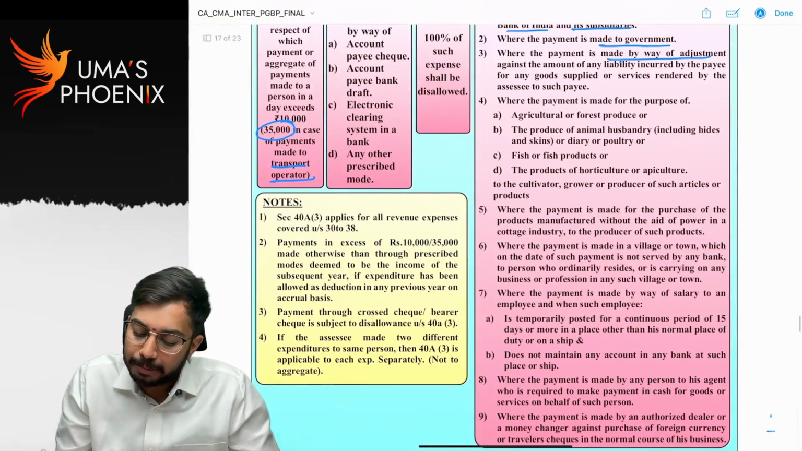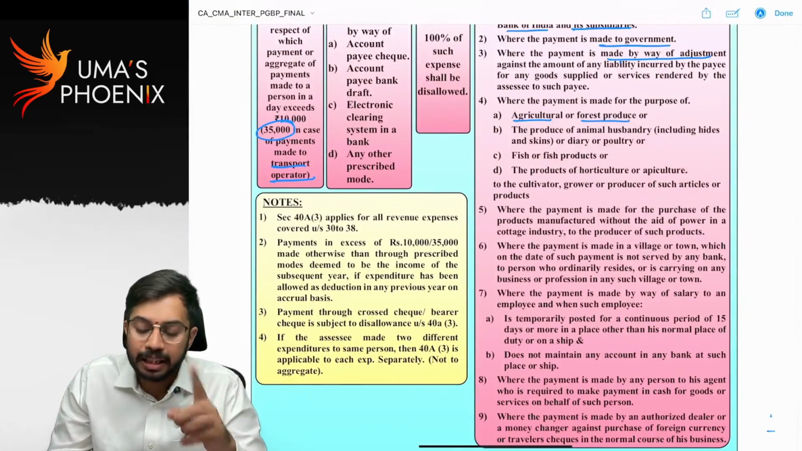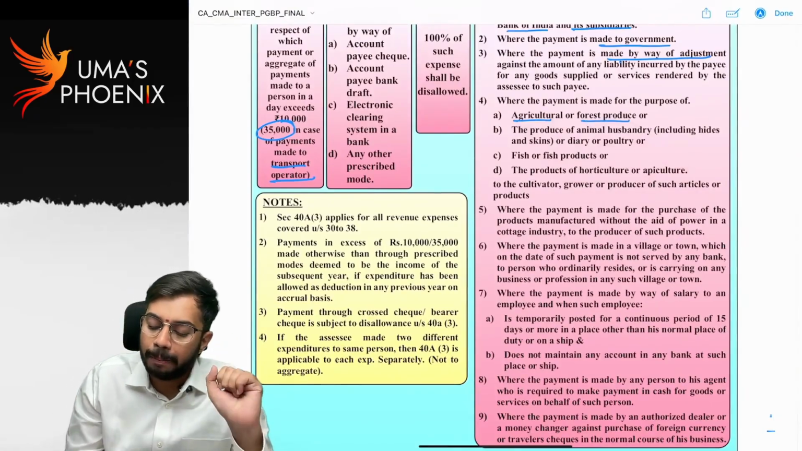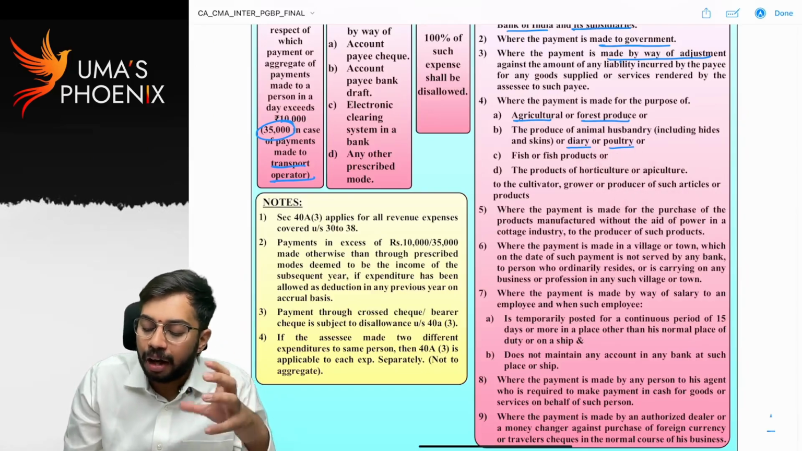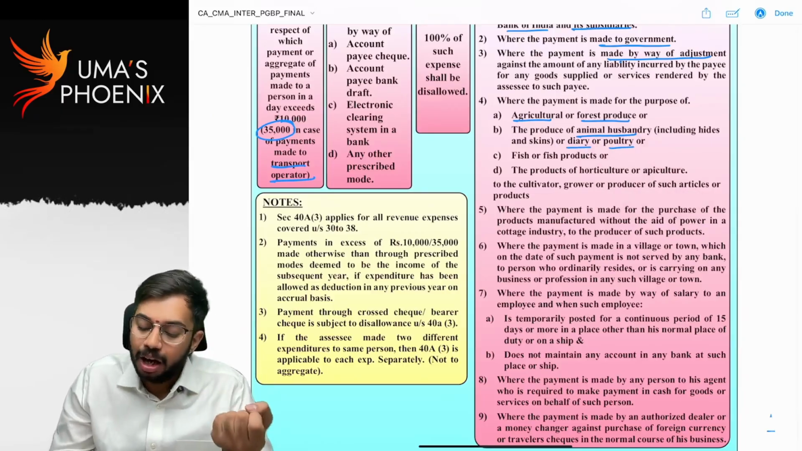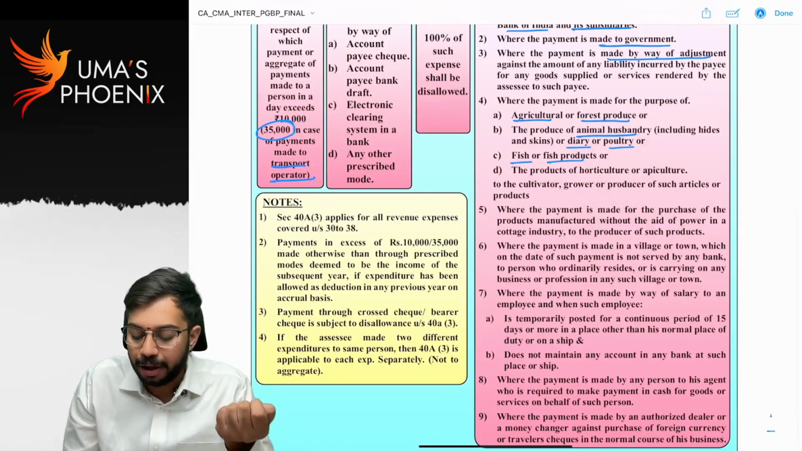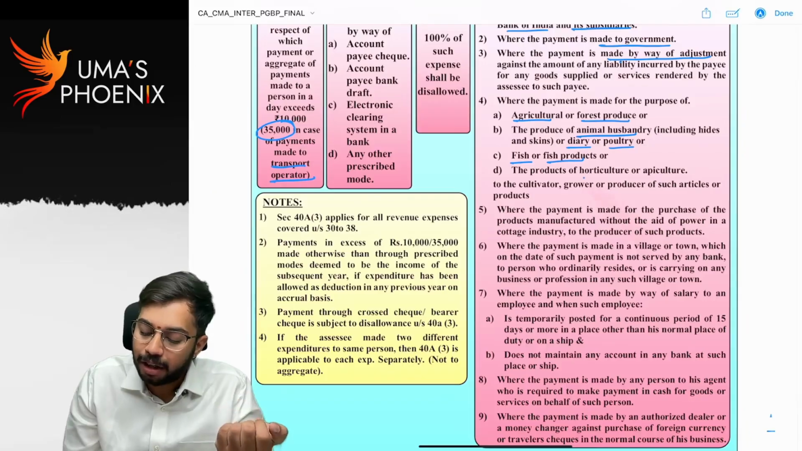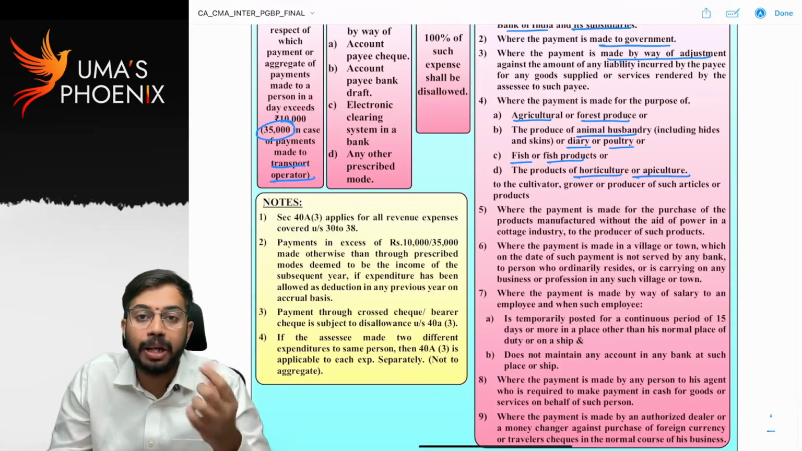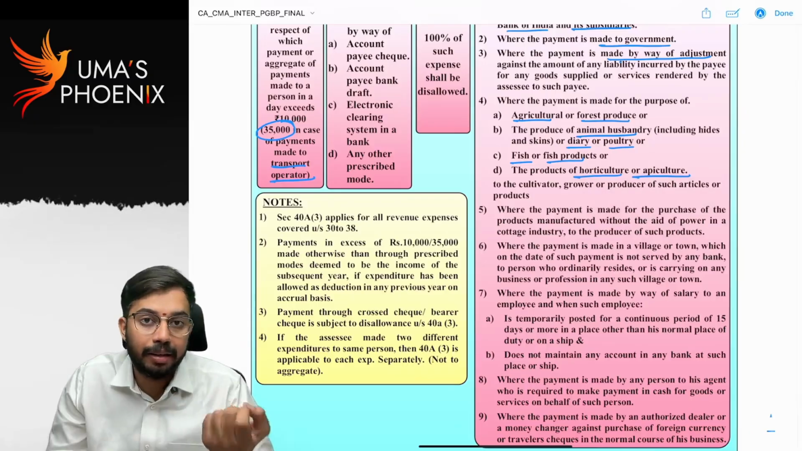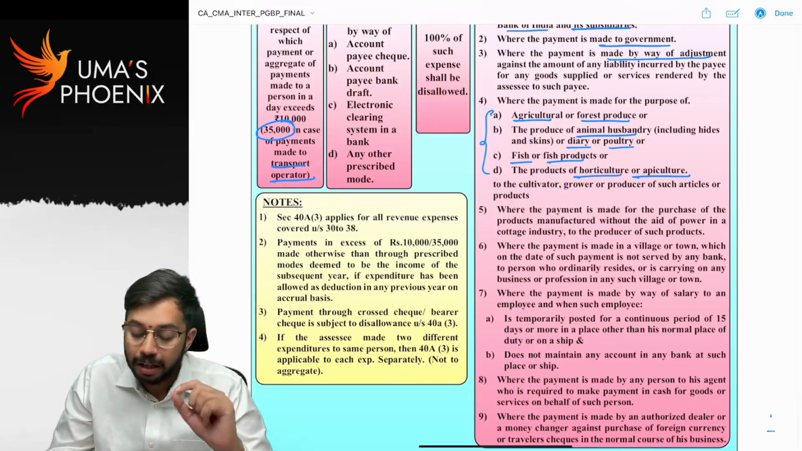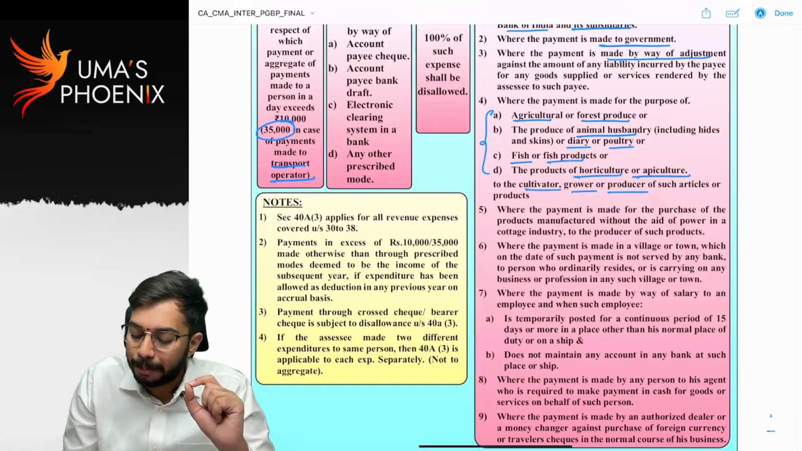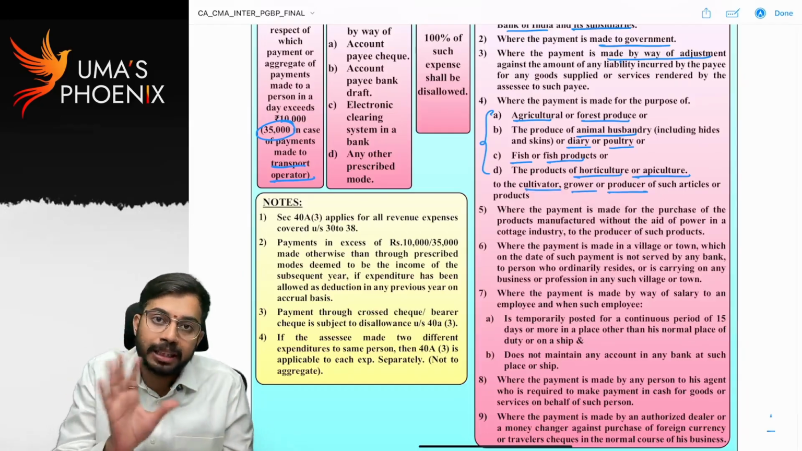Next, where payment is made for the purpose of agricultural or forest produce. See, you are purchasing agricultural produce, or you are purchasing dairy, poultry or animal related products. You are purchasing fish or fish products. You are purchasing products of horticulture and apiculture. Apiculture means what? Beekeeping, honey processing. So whenever you are purchasing these products from cultivators, growers or producers, that means what? You are not purchasing from middlemen.